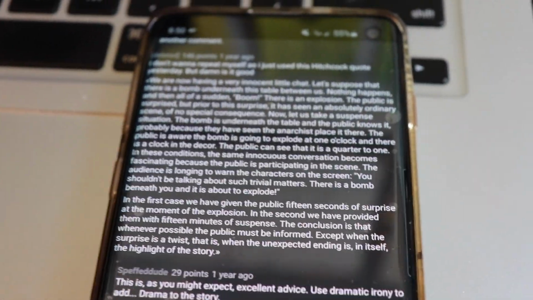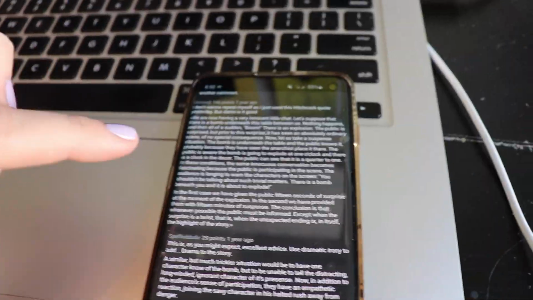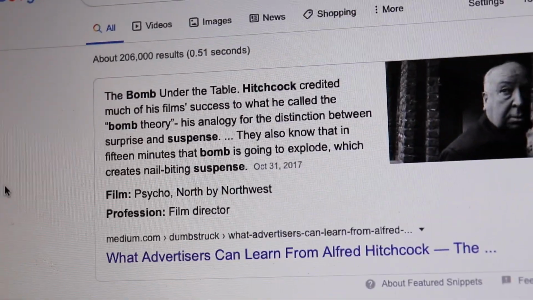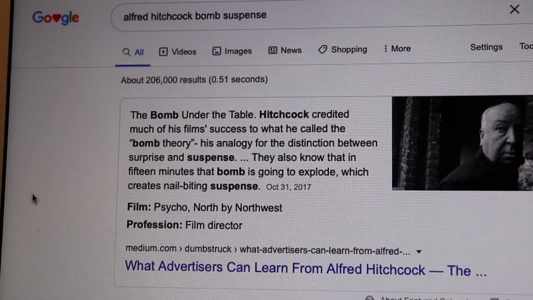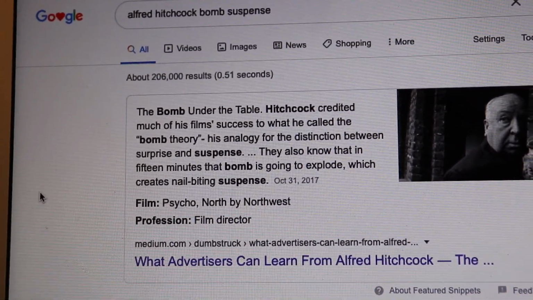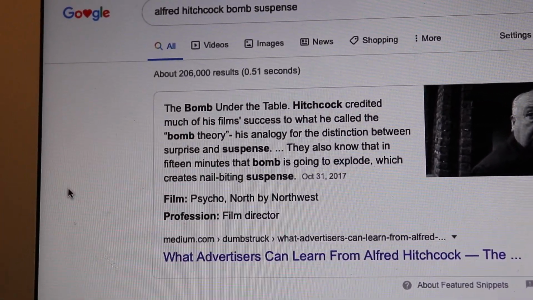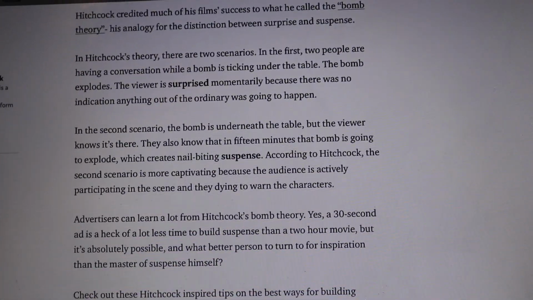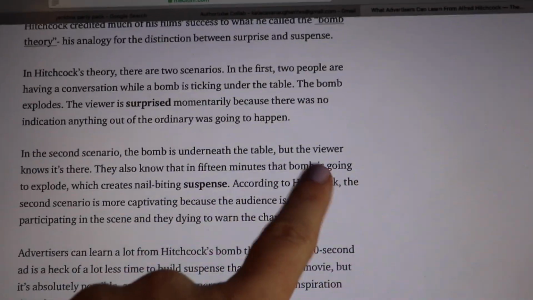Which is interesting because on my phone, I was perusing Reddit and I found this comment that was basically explaining this old Alfred Hitchcock quote, "The bomb under the table." Hitchcock credited much of his film's success to what he called the bomb theory, his analogy for the distinction between surprise and suspense. They also know that in 15 minutes the bomb is going to explode, which creates nail-biting suspense. So rather than the viewer being surprised, having just watched this bomb explode, the viewer knows it's there.